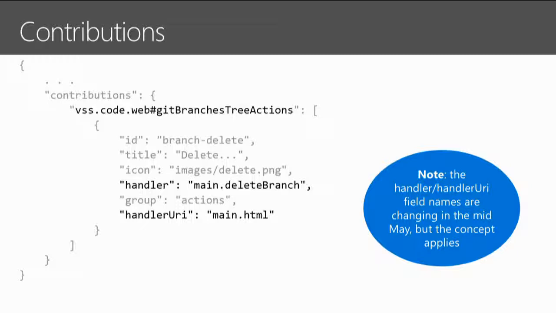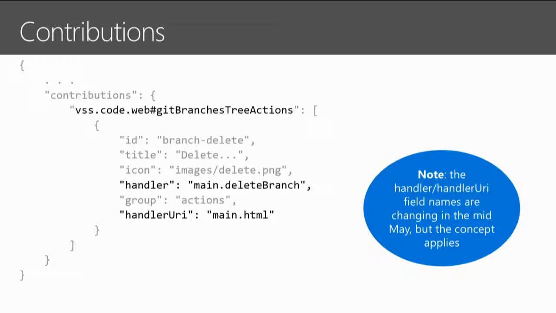It expects the title, the icon field, the handler field, the group field, all these other parameters. And this is all documented. This will be what causes that delete action to appear in that context menu. And then whenever the user actually clicks that delete, they've right-clicked on a branch, they hit delete, we then know, the infrastructure knows, okay, I got to go load up this main.html file and go call a function called main.deleteBranch, and we'll pass it some context information so that your function in your JavaScript can then go actually do whatever it's supposed to do.